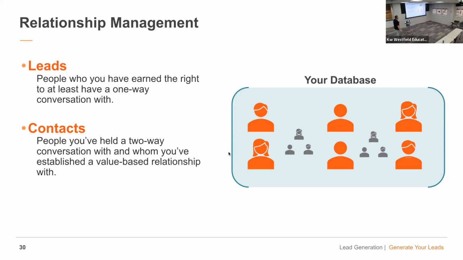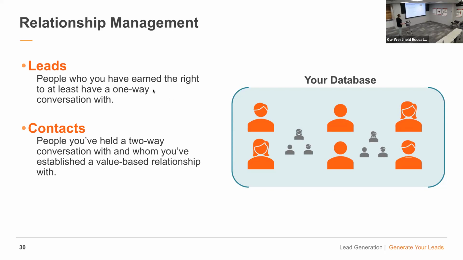So again, relationship management, quickly touch on this again. Leads are people who you have earned the right to a one-way conversation with. The reason they say earn the right is because for some reason you got their contact info, which gives you the right to reach out. Contacts, you have a two-way communication with, and you've established at least a value-based relationship with. Value-based meaning they know you're going to bug them about real estate from time to time. Or maybe it's more in depth. Maybe there's someone that you are friends and family with or whatever, right? But at the very least, you can communicate with them two-way.